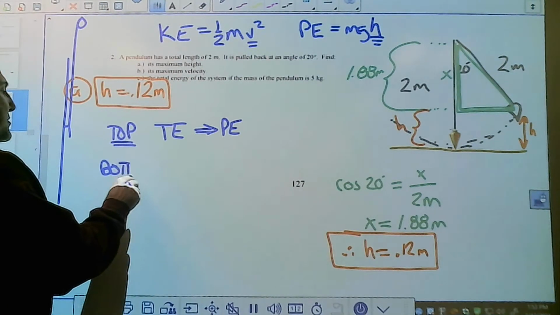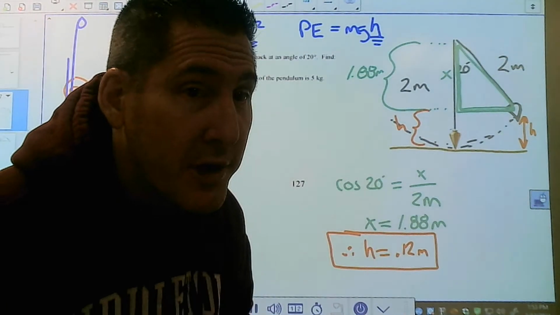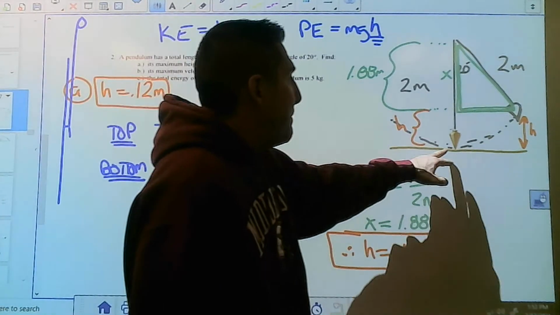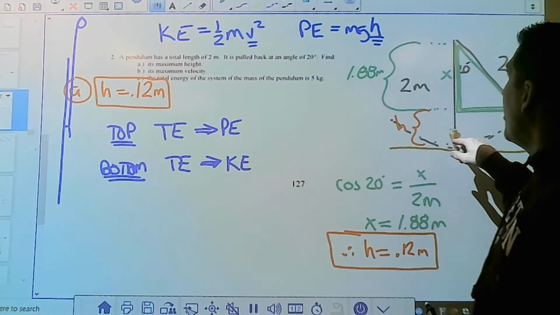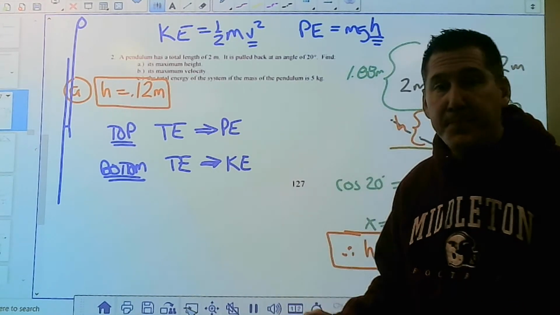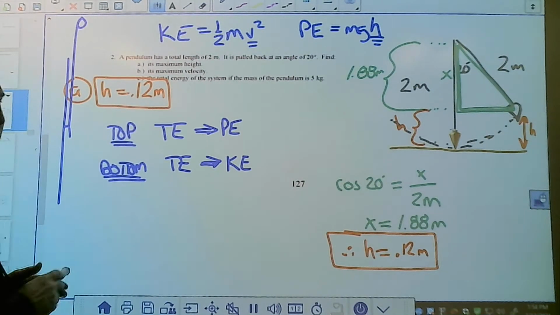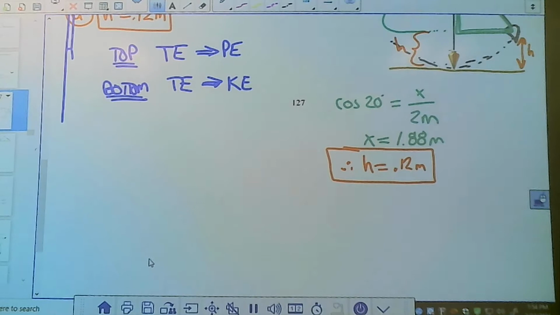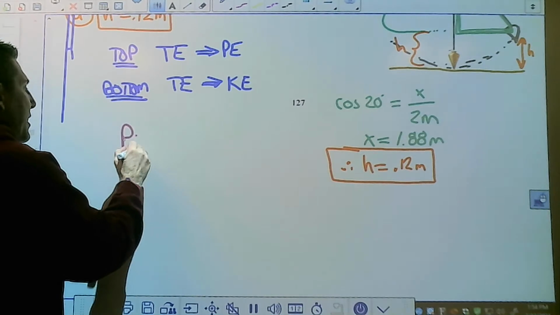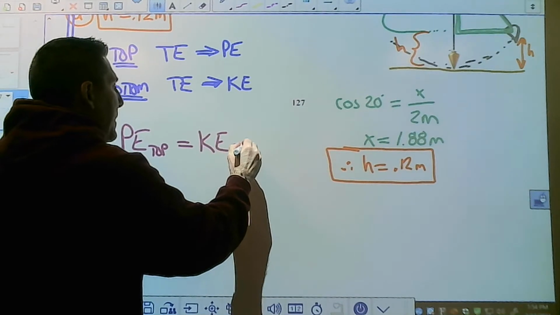At the bottom, it's just the opposite. At the bottom, the total energy, which cannot change, law of conservation of energy, exists as kinetic energy. Because at the bottom, it has no height. Well, if it has no height, it has no potential energy, so all the energy must exist as kinetic. So what I can actually say for all pendulums is this: that the potential energy at the top equals the kinetic energy at the bottom.